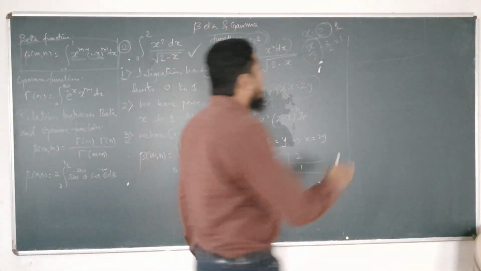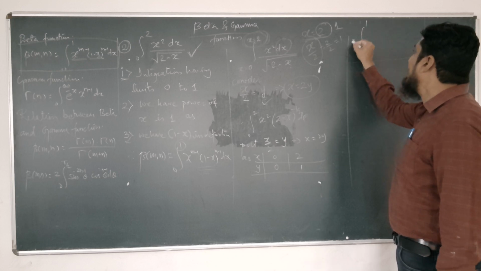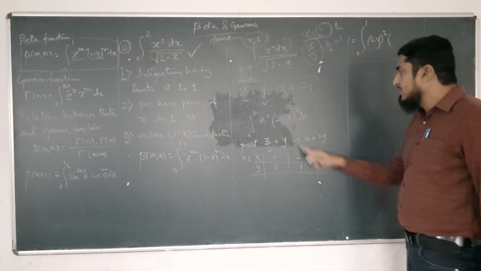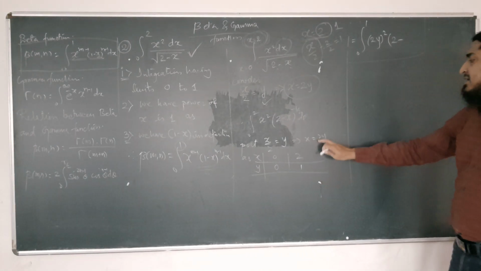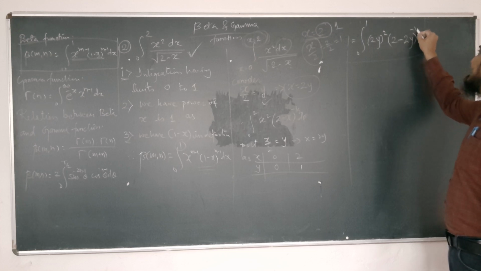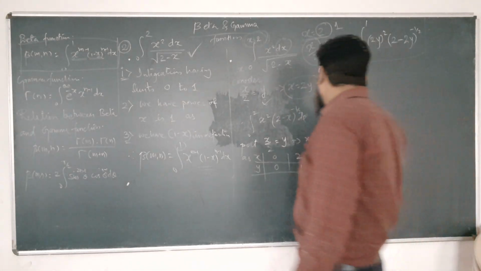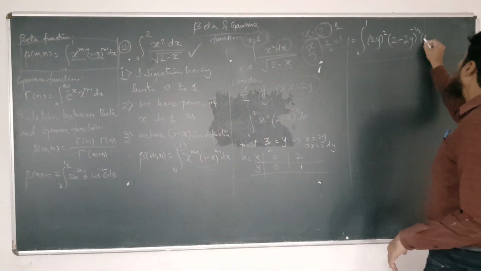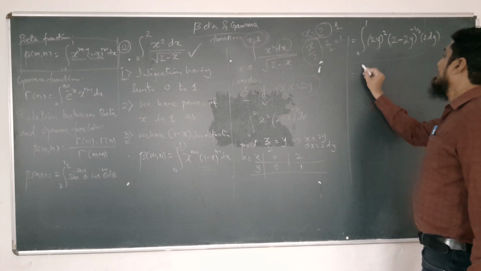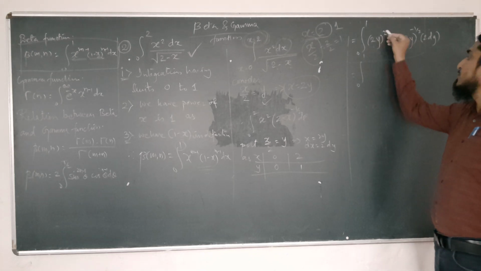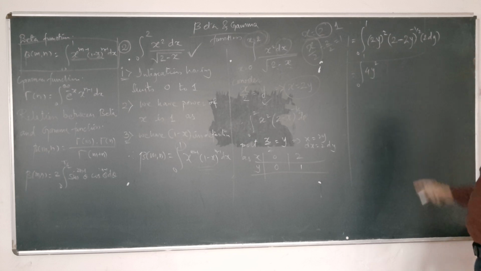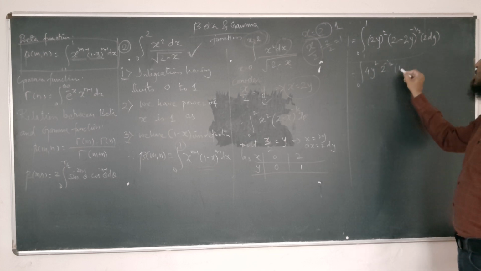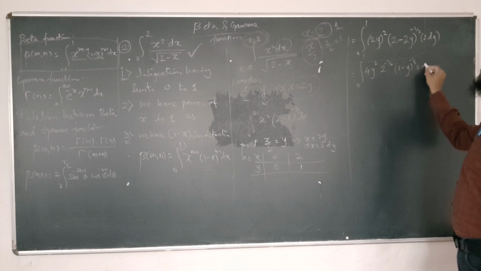So we will get integration from 0 to 1 of x square, and x is equal to 2y. So we can write it as (2y) square, then 2 as it is, and x is again (2y) raised to minus 1 by 2, and dx. Taking differentiation, we will get dx is equal to 2dy, correct? Here we will get integration from 0 to 1, 2 square is 4, y square, taking 2 outside, we will get 2 raised to minus half, 1 minus y raised to half, 2dy, correct?